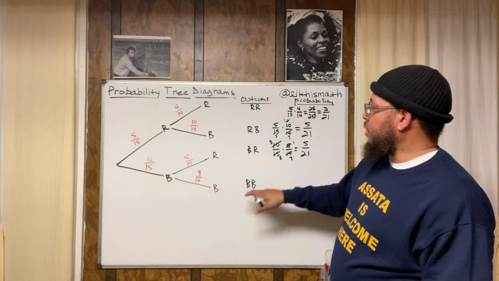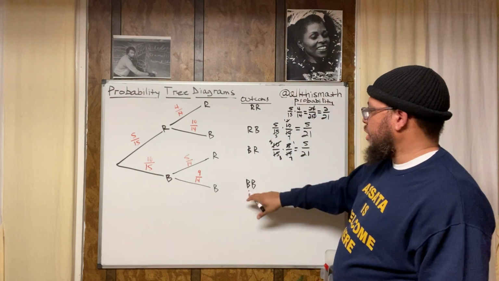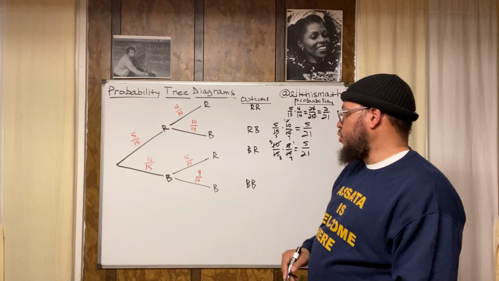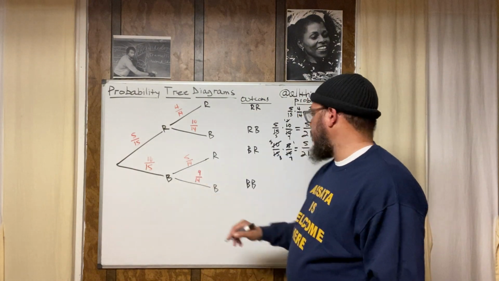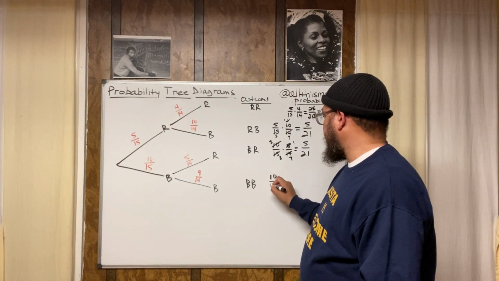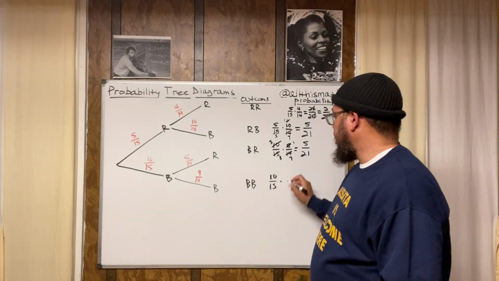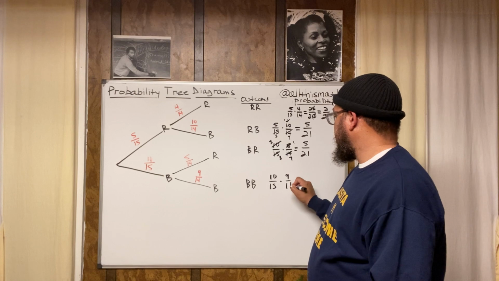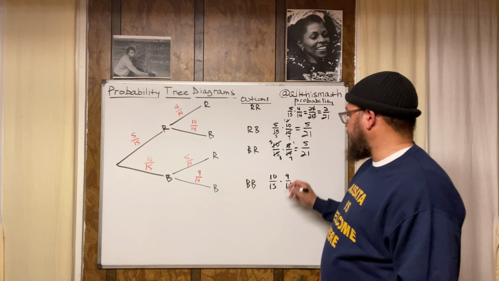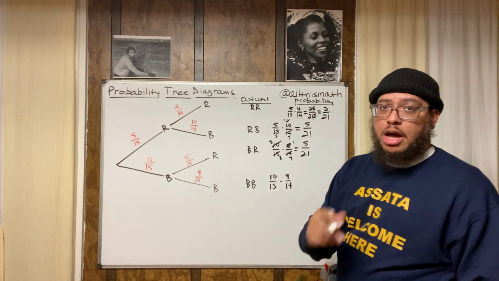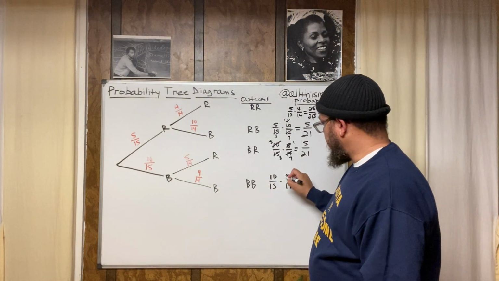All right, now, what's the probability of pulling out 2 blue marbles, right? So the probability of pulling out a blue marble first is 10/15. The probability of pulling out a blue marble second is 9/14. So we're going to multiply them together. Let's see if we can cross cancel. Yep, we can cross cancel. 9 and 15 have a greatest common factor of 3. So we divide each of these by 3.